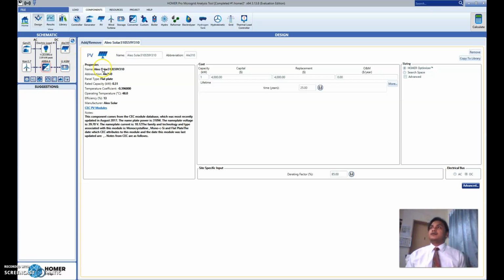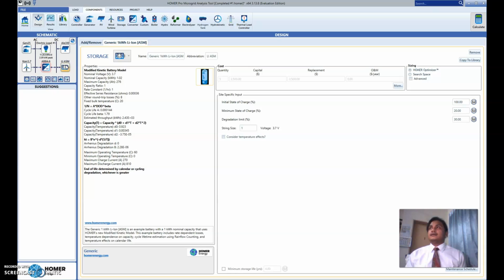Next is our PV component, where we use the Aleo Solar flat plate panel type photovoltaic, which has a rated capacity of 0.3 kilowatt. The capital cost for this photovoltaic component is $4,000, and the replacement cost, replacing it with a new one, is $4,000.